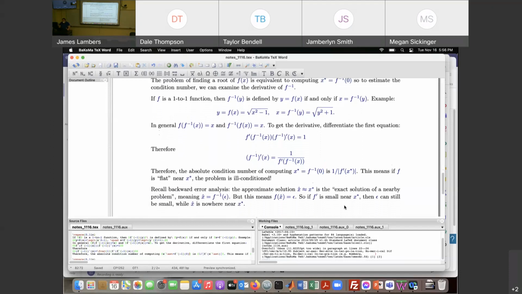Now, we can talk about this in terms of backward error. So I remind you what backward error analysis is. That the approximate solution, so we want to get x star, but suppose we get an approximate root that I'll call x hat. That is the exact solution of a nearby problem, meaning that x hat is not f inverse of 0, it's f inverse of some other y value that's near 0, that I'll call epsilon. So f of x star is 0, f of x hat is epsilon.